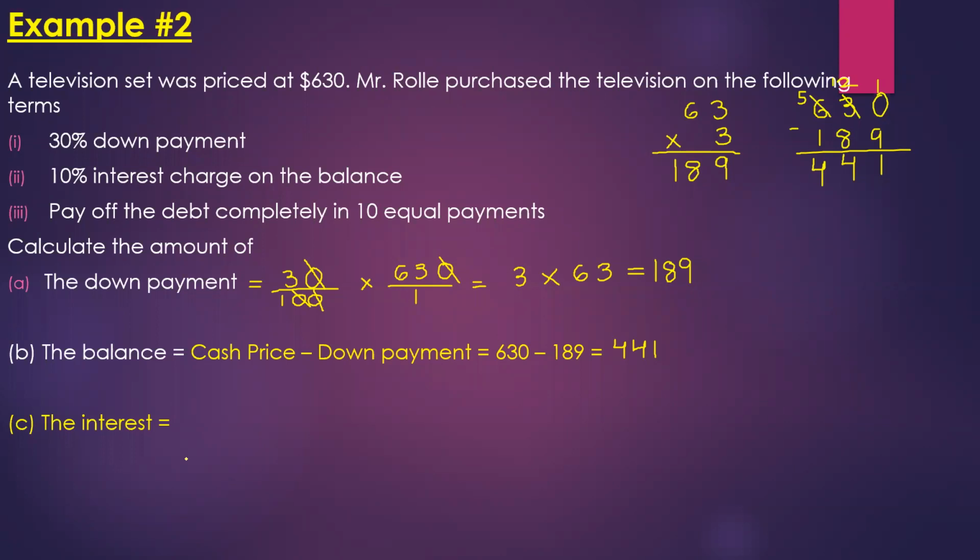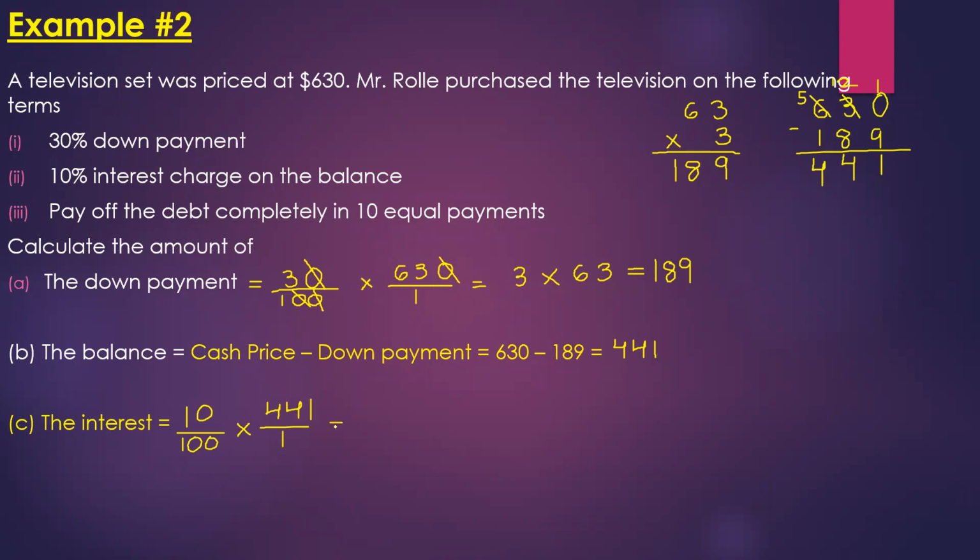So let's begin. This is going to be the interest. So it's going to be what? 10% of the balance. So 10 over 100 multiplied by what? 441 over 1. Very good. 441 over 1.